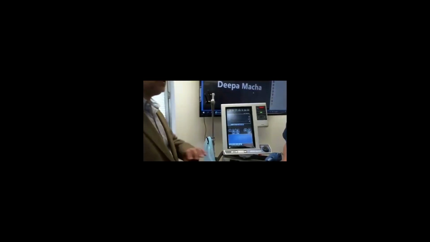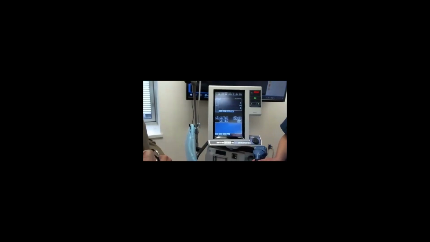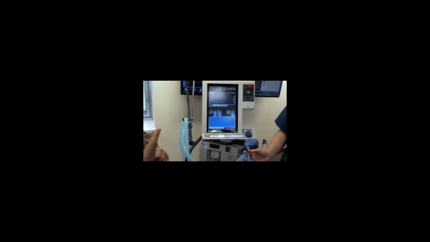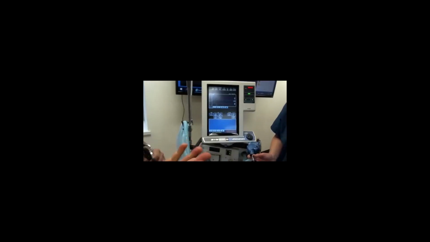Initial settings, just the numbers. I'm just throwing out a number. 100% FiO2 plus 5 of PEEP, the rate let's make it 14, and 500 is the tidal volume. Okay, so let's start with that. Then we can play with it later.